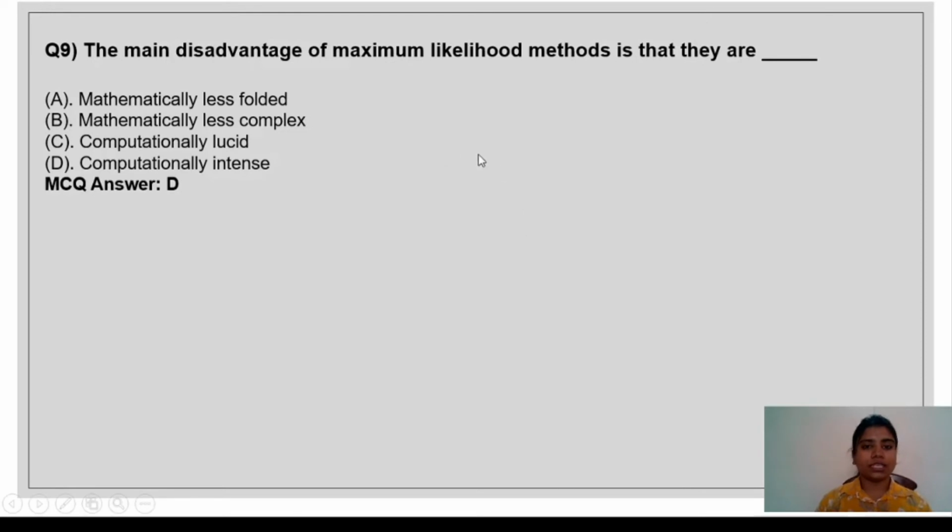Now we will go for the next question. The main disadvantage of the maximum likelihood method is that they are: mathematically less formal, mathematically less complex, computationally lossy, computationally intense. As we have seen in the example, it is not less complex, it is a little bit more complex to calculate all those calculations and all those matrices. So the disadvantage of maximum likelihood is that it is computationally intense. So option D is the answer.